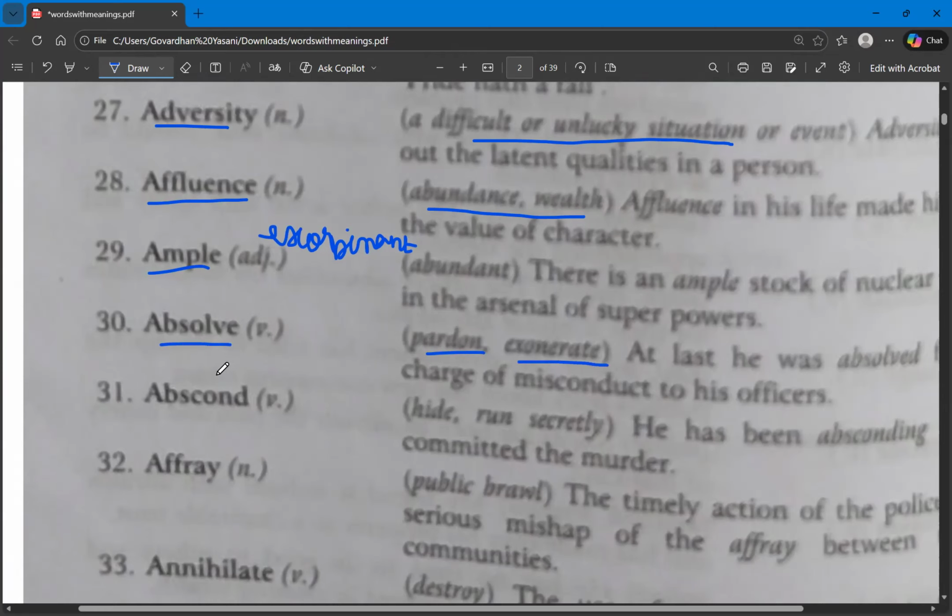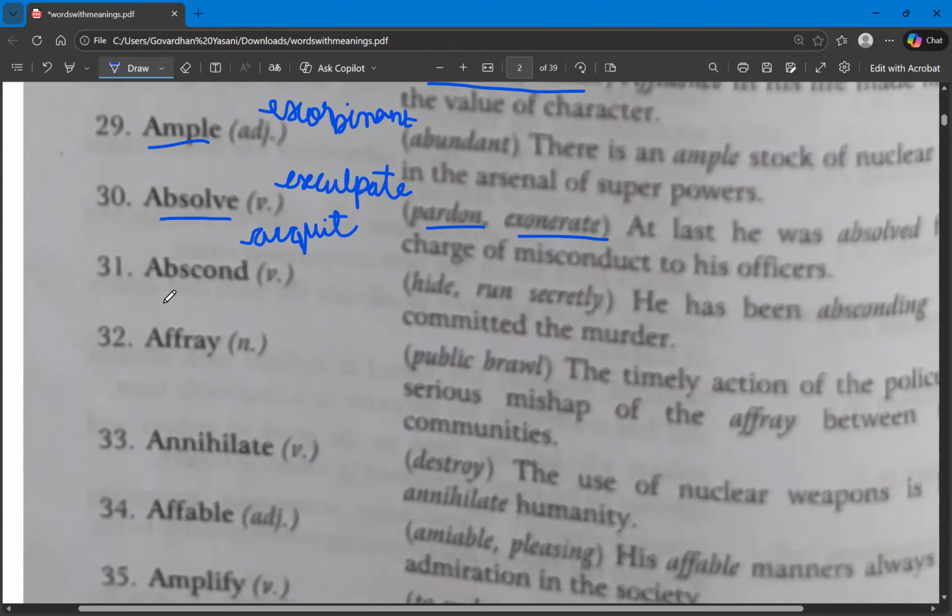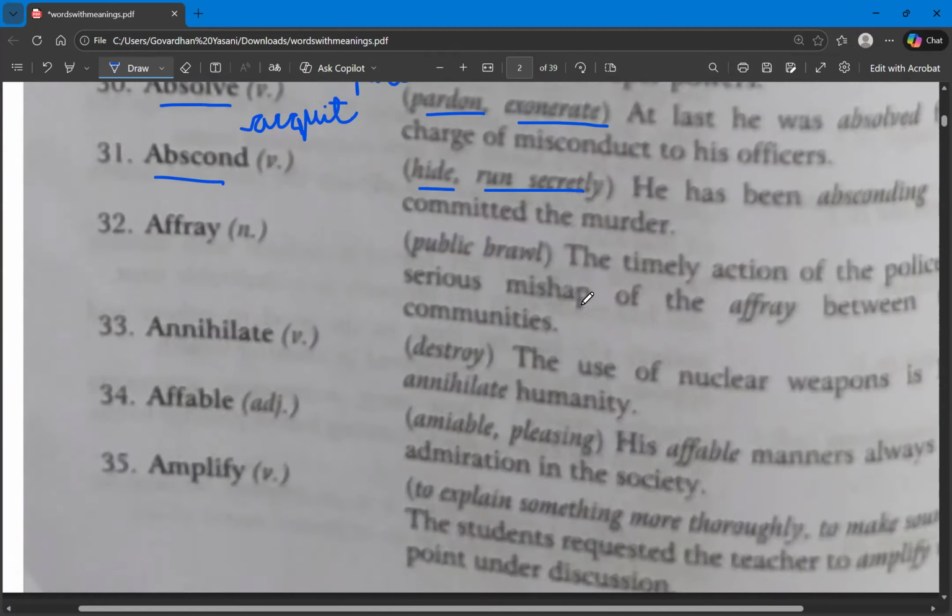And the other ones are exonerate, acquit, or exculpate. These are all the synonyms for the word absolve. The next one is abscond. Abscond means hide or run secretly. Abscond, hide, run secretly. The next one, affray.